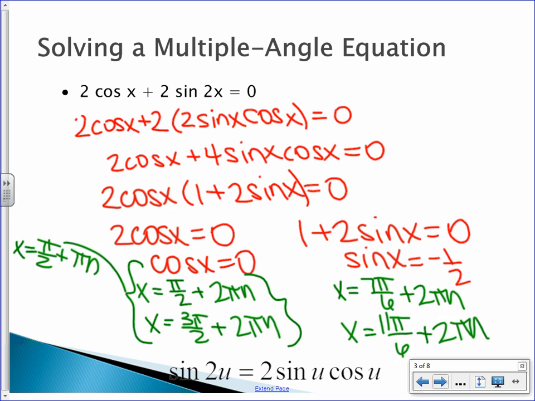All right, so in your equations, if you have one function that has just x or theta as an angle, but you have another function with a double angle, you want to go ahead and change it so they're all consistent. Okay? So look for those opportunities in your equations.